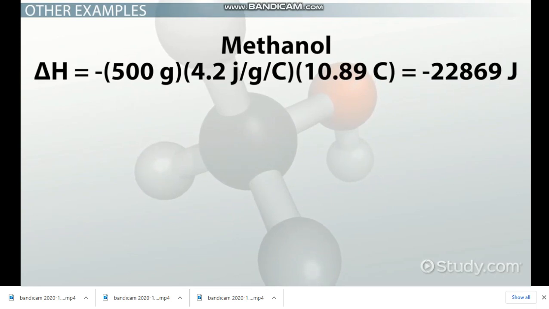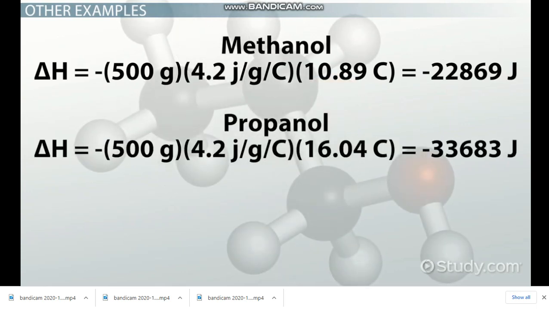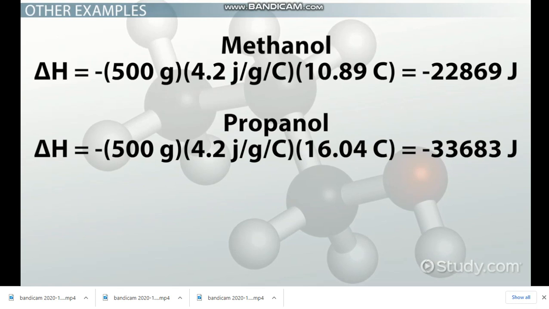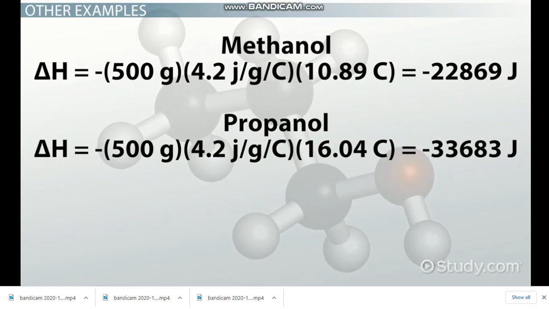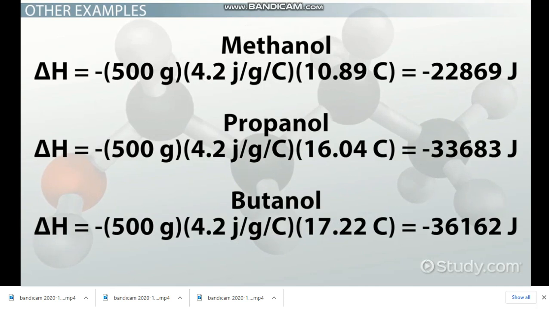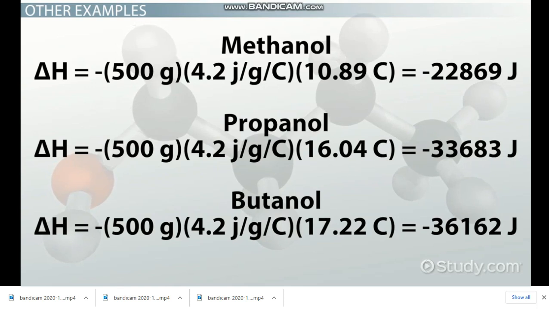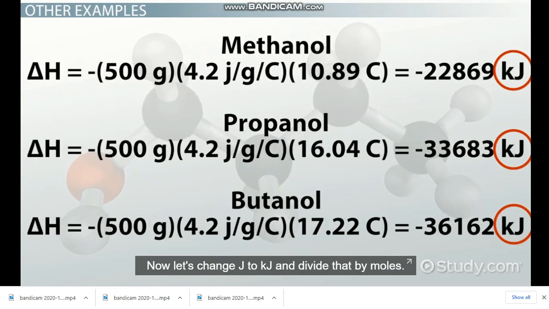Here are the heat of combustion equations for these alkanols. Methanol, change in heat equals negative 500 grams times 4.2 joules per gram degrees Celsius times 10.89 degrees Celsius equals negative 22,869 joules. Propanol, change in heat equals negative 500 grams times 4.2 joules per gram degrees Celsius times 16.04 degrees Celsius equals negative 33,683 joules. Butanol, change in heat equals negative 500 grams times 4.2 joules per gram degrees Celsius times 17.22 degrees Celsius equals negative 36,162 joules.